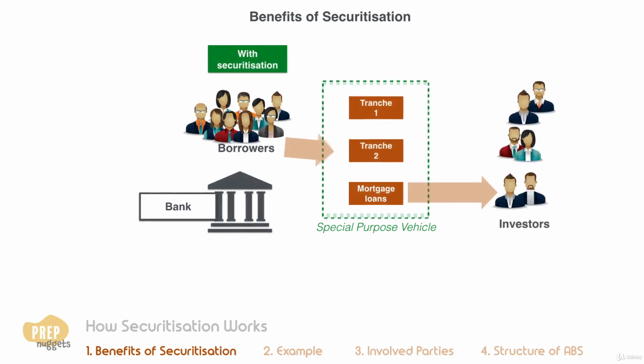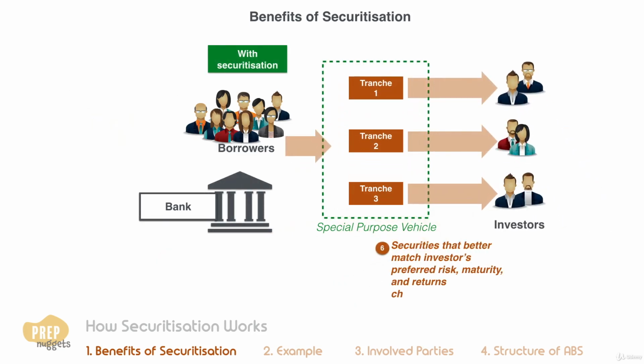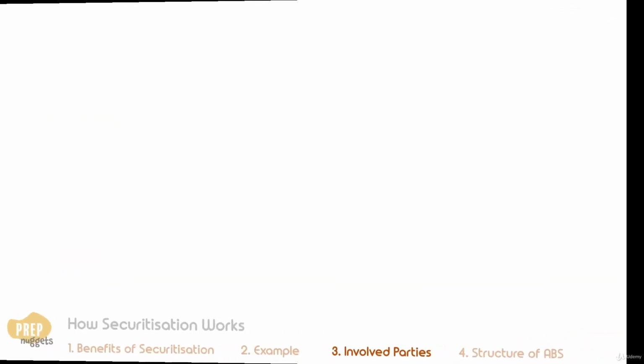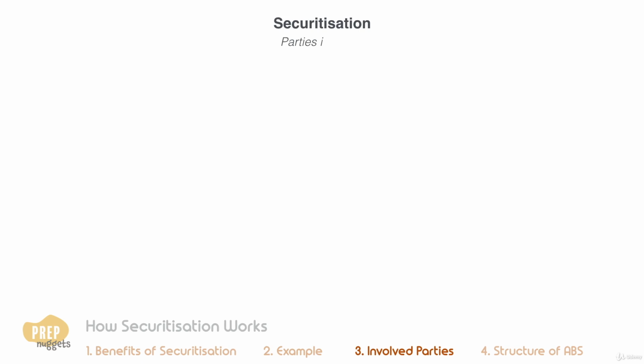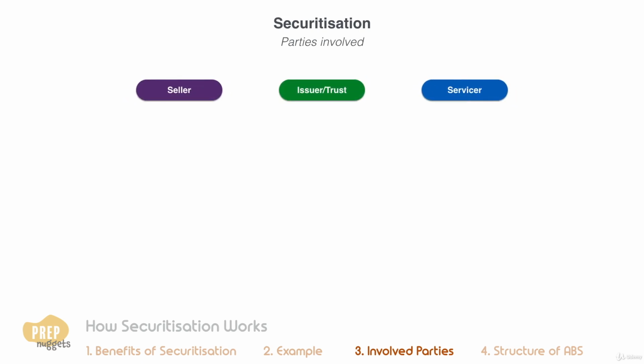As we'll learn later, securitization can lead to financial innovation that allows investors to invest in securities that better match their preferred risk, maturity, and return characteristics. The securities can be structured into different tranches with varying levels of risk versus returns and different terms to maturity. In most securitization transactions, there are three parties involved: the seller, the issuer or trust, and the servicer.